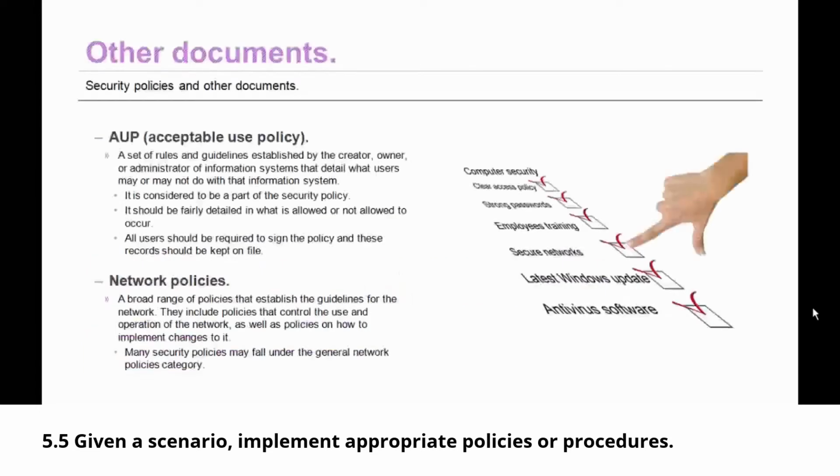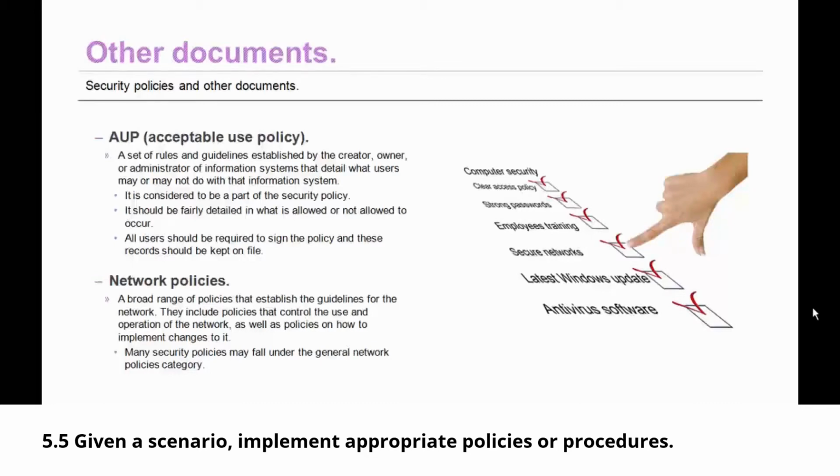First up is the AUP, or Acceptable Use Policy. These are a set of rules and guidelines established by the creator, owner, or administrator of information systems that detail what users may or may not do with that information system. It is considered to be part of the security policy. The AUP should be fairly detailed in what is allowed or not allowed to occur. All users should be required to sign the acceptable use policy, and these records should be kept on file.